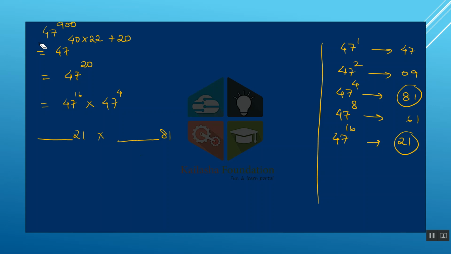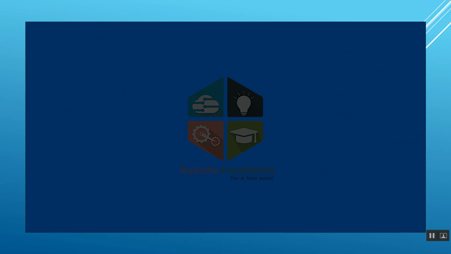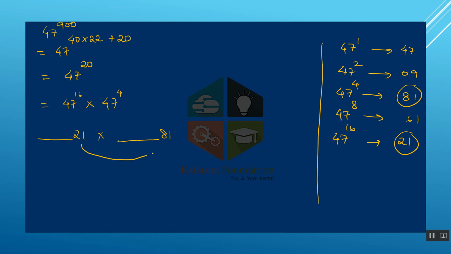So after all these time saving processes, after all these techniques, in the end we have to do a bit of calculation. Sometimes we can't avoid that. We need to be prepared for this. So 21 into 81 is basically 1701. So last two digits are 01. So last two digits of 47 raised to the power 900 will be 01.